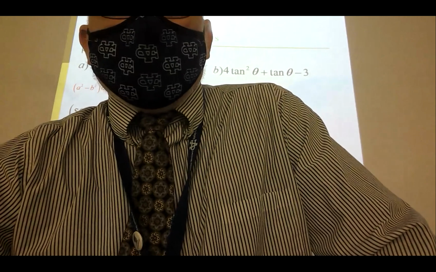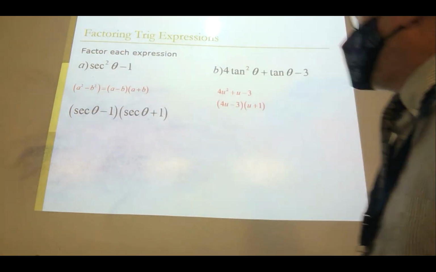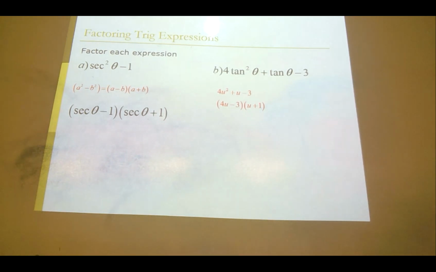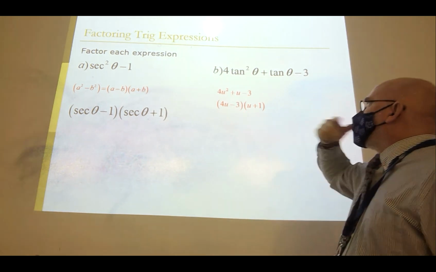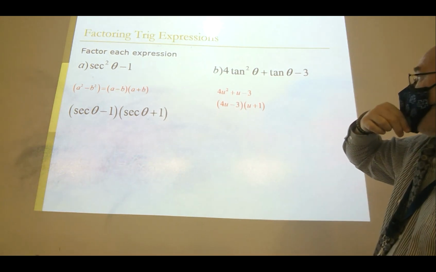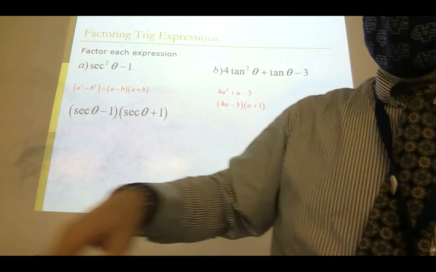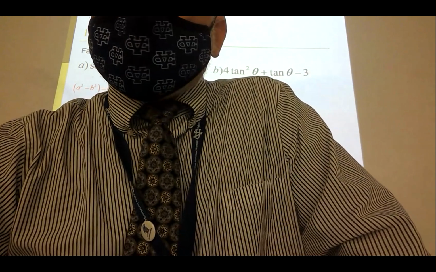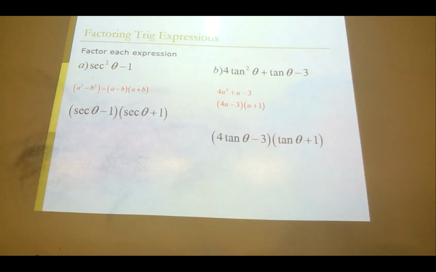Okay. This one over here, if I wanted to, I could treat it like a polynomial, substituting u for tangent. And I've got 4u squared plus u minus 3, and I could factor that like a polynomial then, 4u minus 3 times u plus 1. Okay, I'm not going to go into factoring right now, but then just substitute back in for tangent.